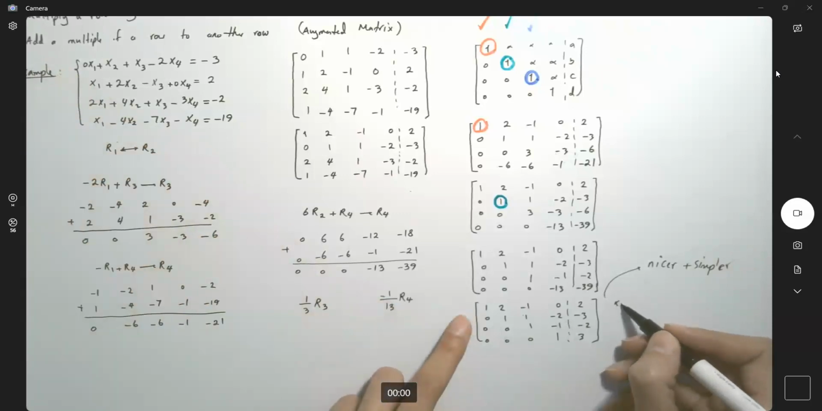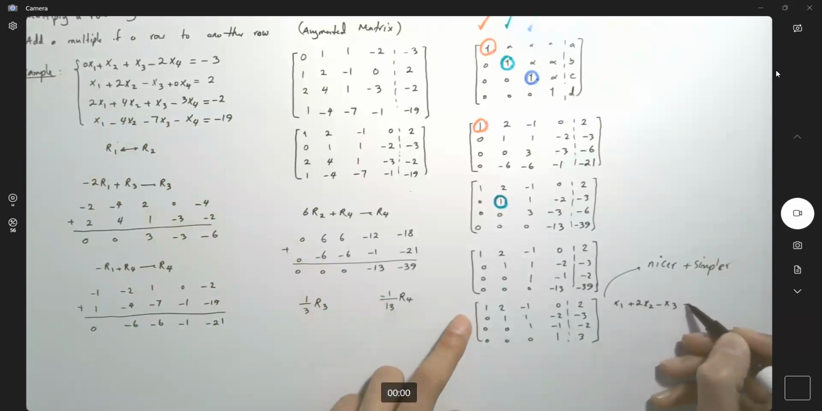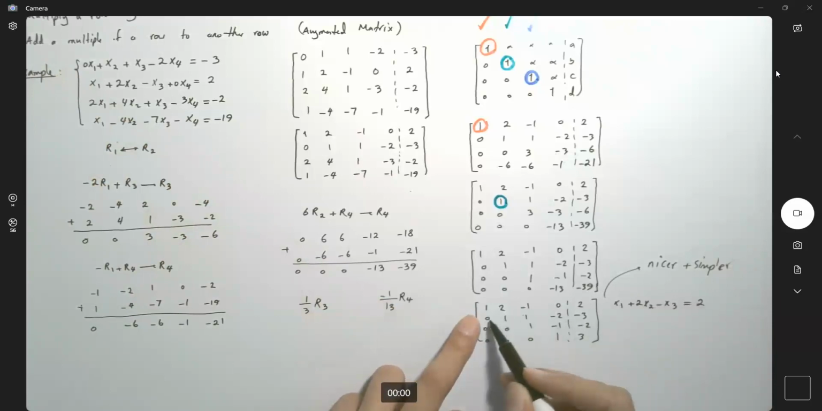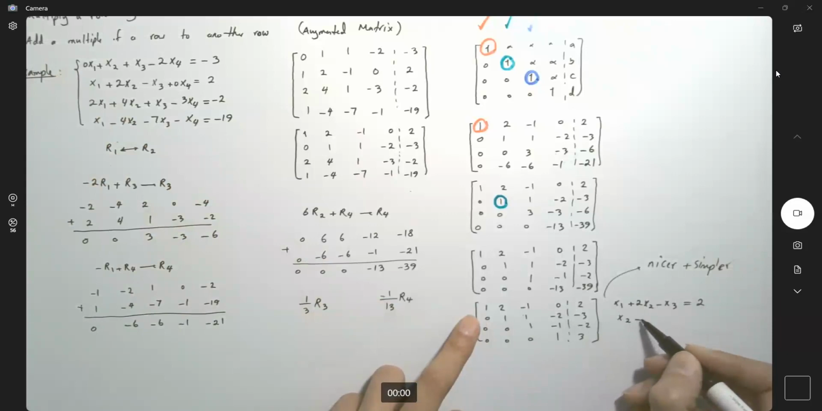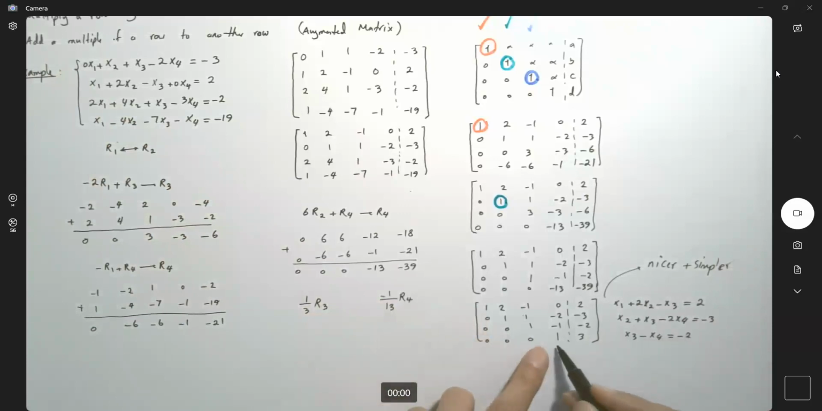I have x1 plus 2x2 minus x3 equals 2. From the second row, I have x2 plus x3 minus 2x4 is -3. From the third row, I have x3 minus x4 equals -2. And from the last row, I have x4 equals 3. So I easily have the solution for x4.